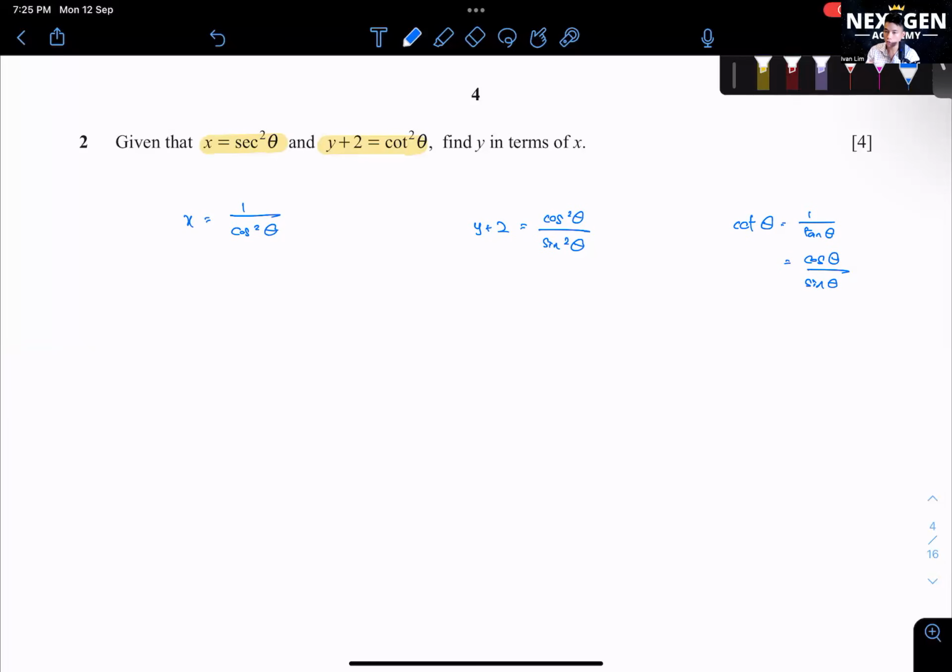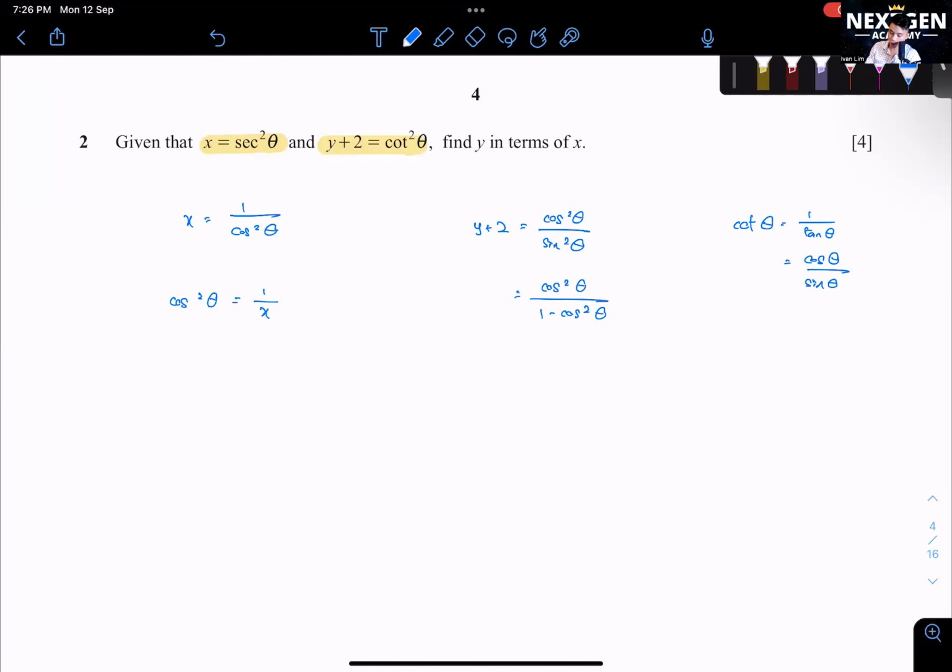So our goal over here is to make one of the terms to be the same, so that we can eliminate it. Let's see what we can do. Over here, we can also write it as cos square theta over 1 minus cos square theta. So everything becomes cos square theta. From here, I make cos square theta the subject.